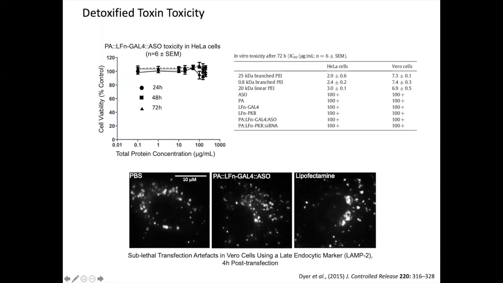And if we look at sublethal toxicity from the perspective of morphology, you can see here with these cells, nuclei, that when we stain LAMP-positive compartments, we don't actually see any changes in these compartments after transfection. This is in contrast with transfection using Lipofectamine, where you can see these aggregated late endocytic structures.